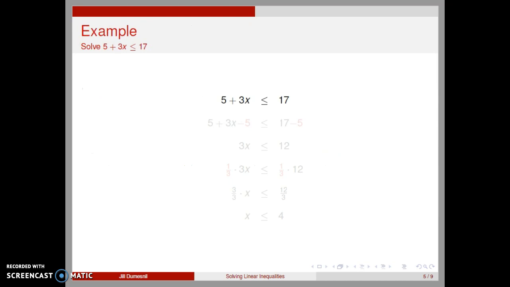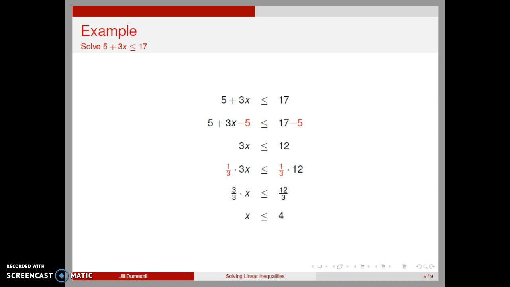Let's solve the inequality 5 plus 3x less than or equal to 17. There are no fractions, decimals, or parentheses to clear. When we subtract 5 from both sides, we get that 3x is less than or equal to 12. Then we multiply on both sides by 1/3. A positive 1/3 multiplied on both sides preserves the inequality, and we get that 3 over 3 times x is less than or equal to 12 over 3. This simplifies to x is less than or equal to 4.